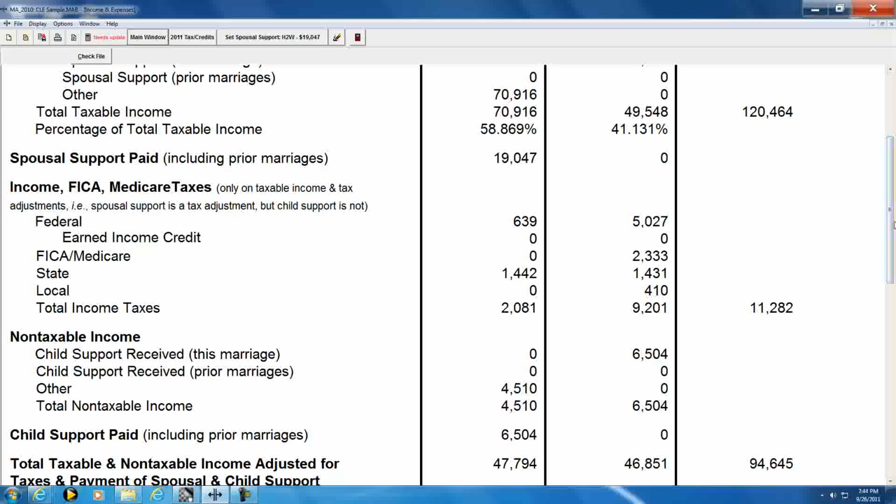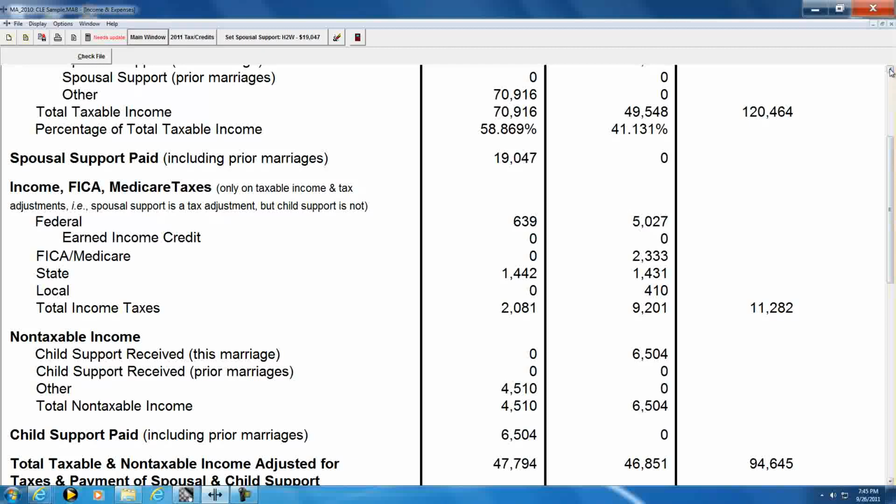Well, there's 2 main reasons. One is that the husband's S-Corp income is not subject to Social Security / Medicare withholding. That, in and of itself, accounts for a $2,333 difference between the husband and wife. Second, the payment of alimony in the amount of almost $20,000 gives the husband a very substantial adjustment to income, whereas on the other hand, the receipt of that amount results in a substantial increase to the wife's tax liability.